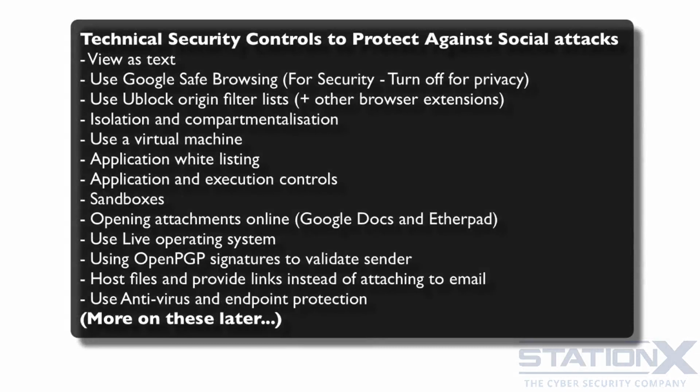Now, the rest of the technical security controls we are going to discuss throughout the course in detail. You'll learn more about them in their own sections, but a quick summary here of what will protect you against these social attacks. So first is changing the email viewer to be text instead of HTML. Using the built-in Google Safe Browsing used in Mozilla Firefox, Apple Safari, and Google Chrome. uBlock Origin for filtering. Using isolation and compartmentalization. Using a virtual machine to open attachments and click links. Using application and execution control.